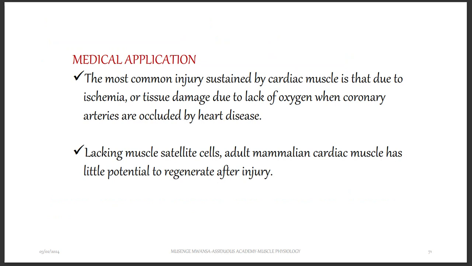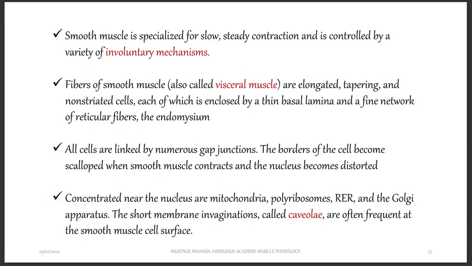The most common injury that cardiac muscle can suffer is ischemia, the death or damage of tissue because there is no oxygen supply when the coronary arteries have been occluded or blocked. Because there are no satellite cells, cardiac muscles have limited potential to regenerate. So if there's a problem with the coronary circulation, the heart tissue will die, and it does not regenerate easily. So a person is more likely not to survive.